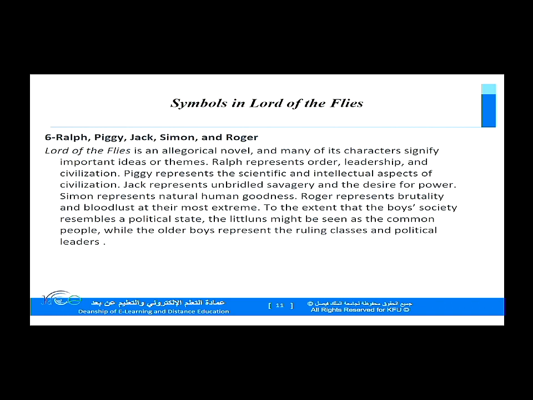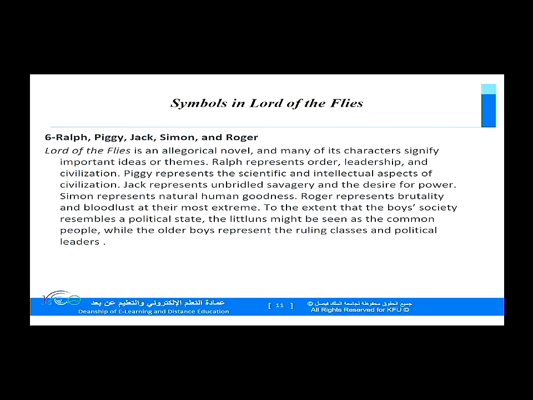Ralph, Piggy, Jack, Simon, and Roger. These characters, all of them, have a symbolic dimension. And because Lord of the Flies, in a way, is also an allegory, just like we saw that Animal Farm was an allegory. That means that it's a story that stands for another story. It's a representation of another story. So, Lord of the Flies is an allegorical novel, and many of its characters signify important ideas or themes.